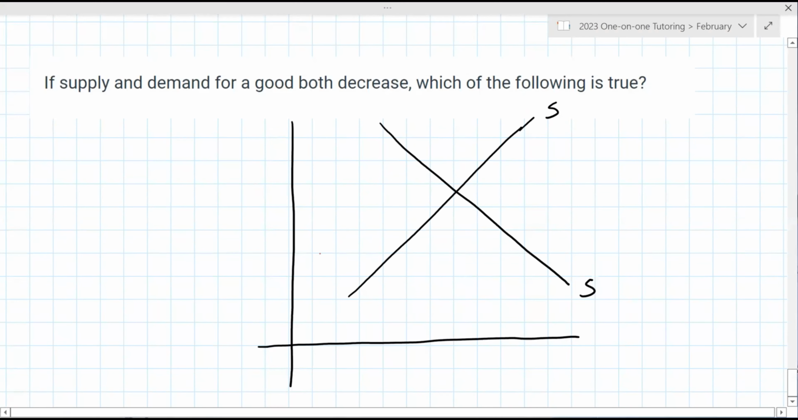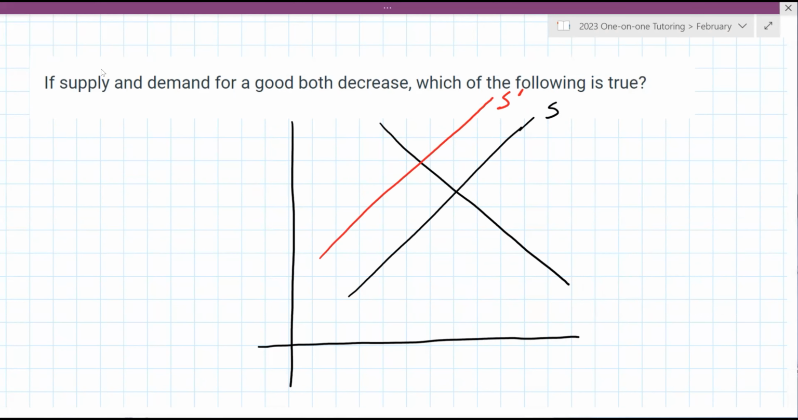So the supply went left and they call that S prime. That's the later one. Why did I do that? That's demand. Sorry, it's early. And then demand also moves left.